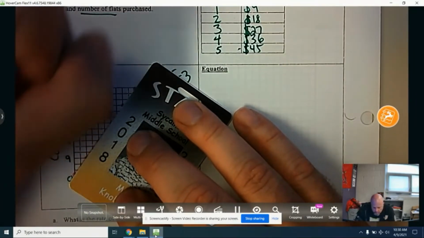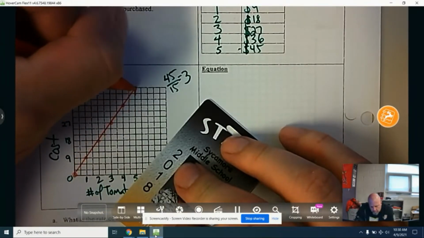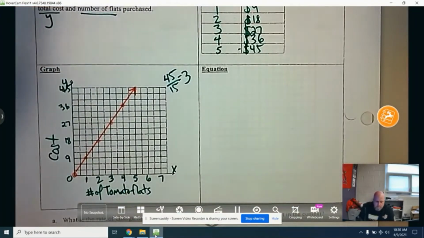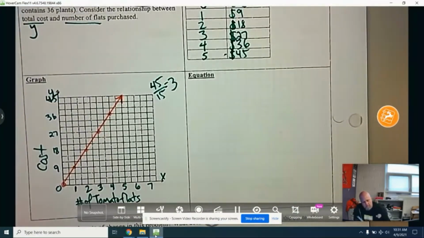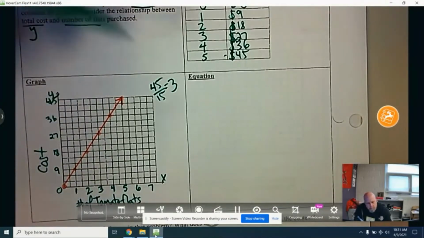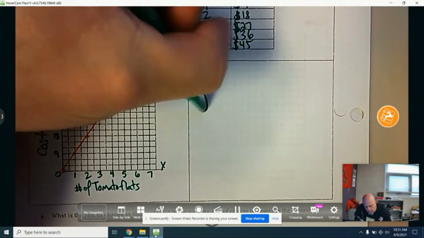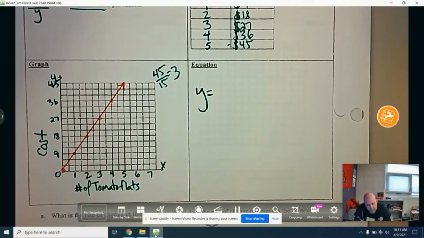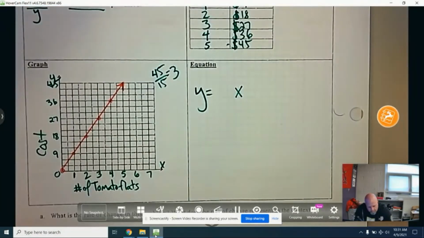And then make a nice long line there. And don't forget, drop your arrows on the end to show that the relationship will continue in that fashion. Okay, so now that we have that, we're going to go over and come up with an equation. So the equation is always y equals. Okay, always y equals. And then we always put an x.